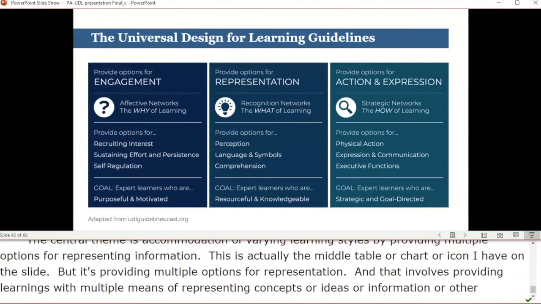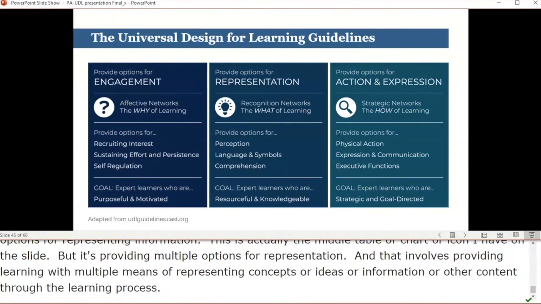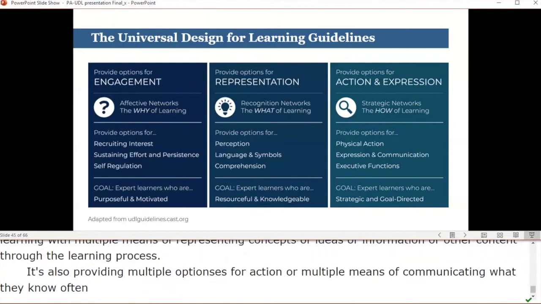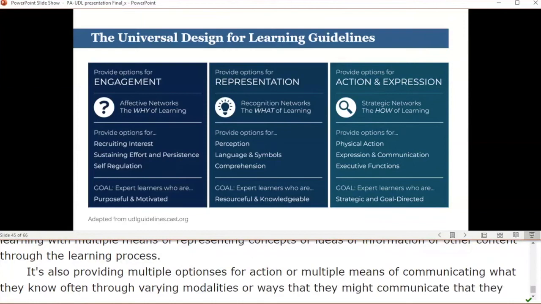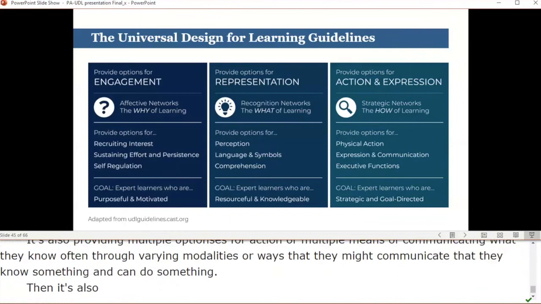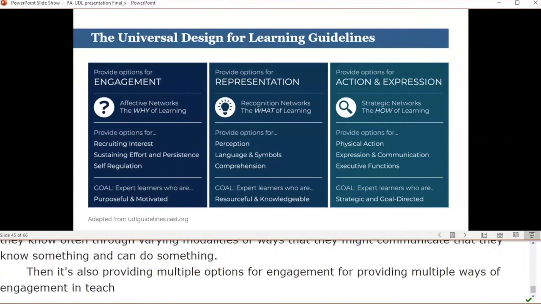process. It's also providing multiple options for action and expression, or providing learners with multiple means of communicating what they know, often through varying modalities. In other words, varying ways that they might communicate that they know something and can do something. And then it's also providing multiple options for engagement, for providing learners with multiple means of engaging with teaching content and providing opportunities to apply learned concepts to their own lived experiences.